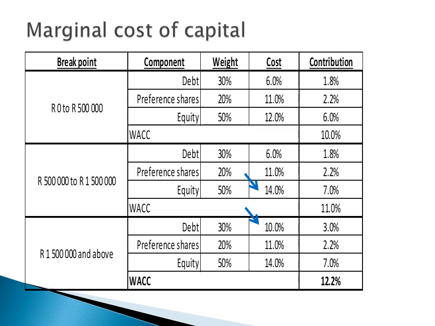That means we require more return for projects when our total funding is between 500 and 1.5 million rand.